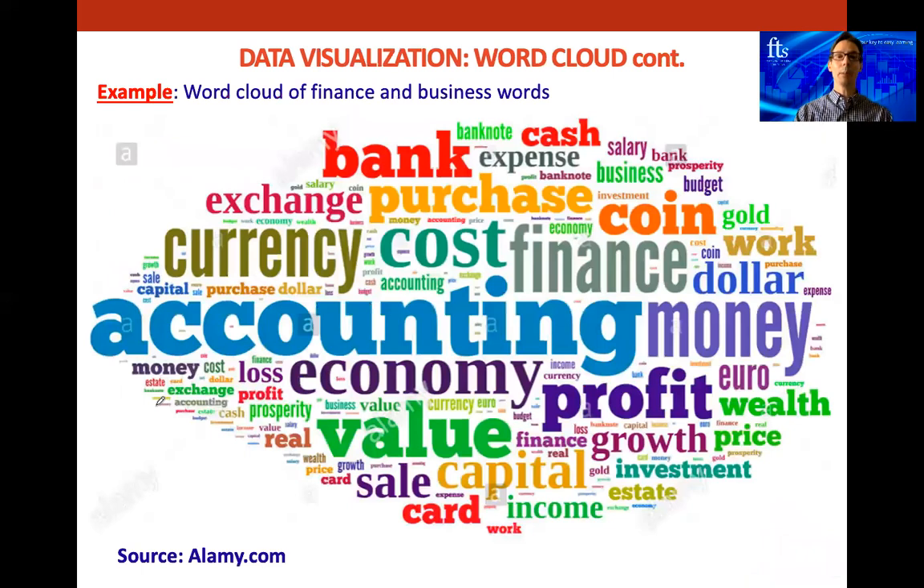Here's an example that I got from the website alami.com. This was a word cloud of finance and business words, so we can see what sticks out the most. The biggest word is accounting, and money is also pretty big, and economy is there, nice and big, profit, value, and currency. So we can quickly see these are the most important words in that text. Great. So that's the end of that class, and we'll see you guys in the next class.